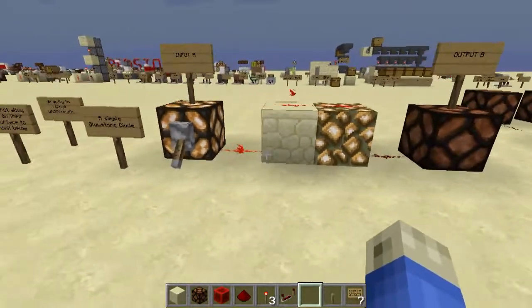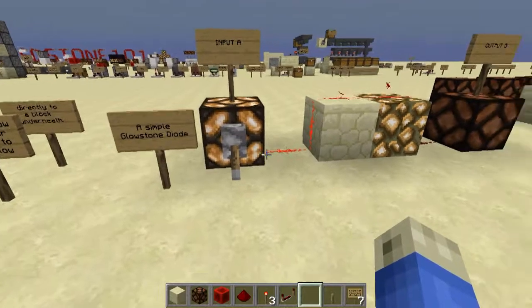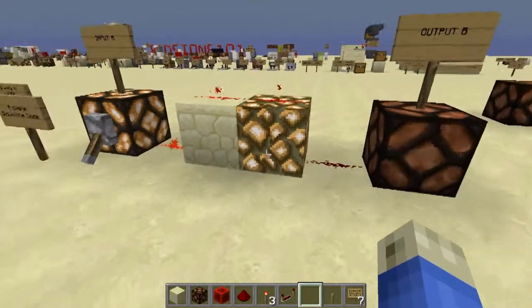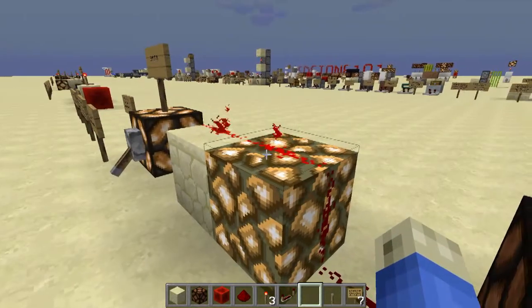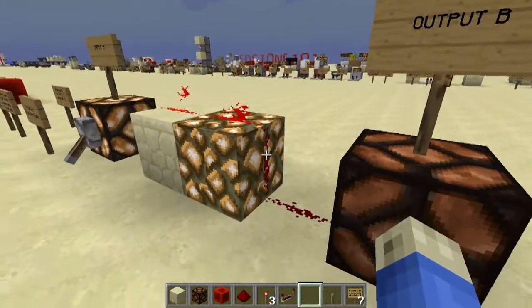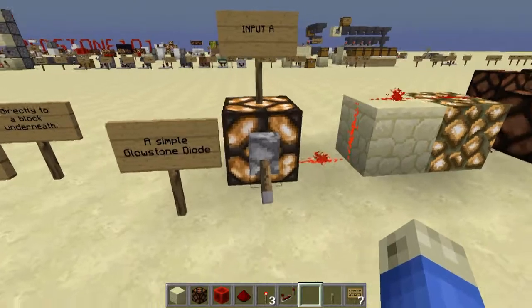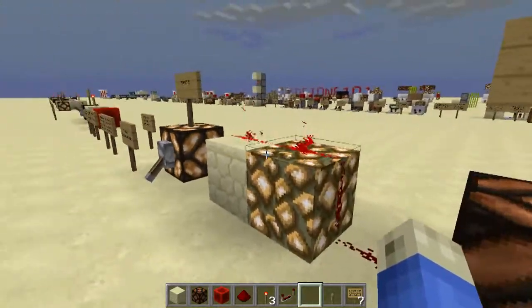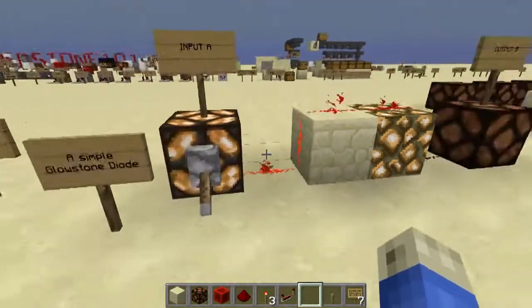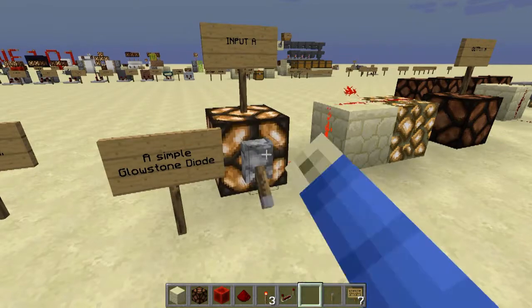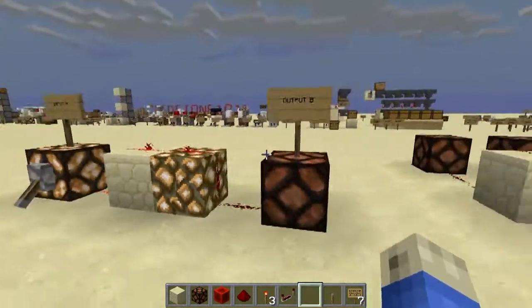Here's a simple glowstone diode. I have an input here that is on, and the output is off. The power on top of the glowstone is not allowed to transfer down to the bottom, even though there's plenty of power here. I can do 15 blocks length, so this is only 3. It just totally stops it as a diode.